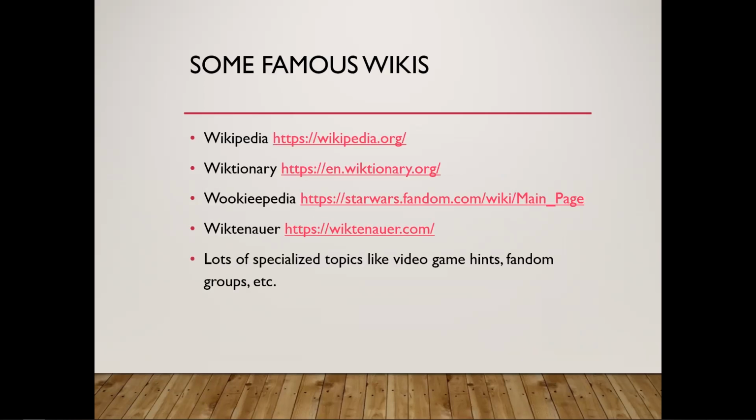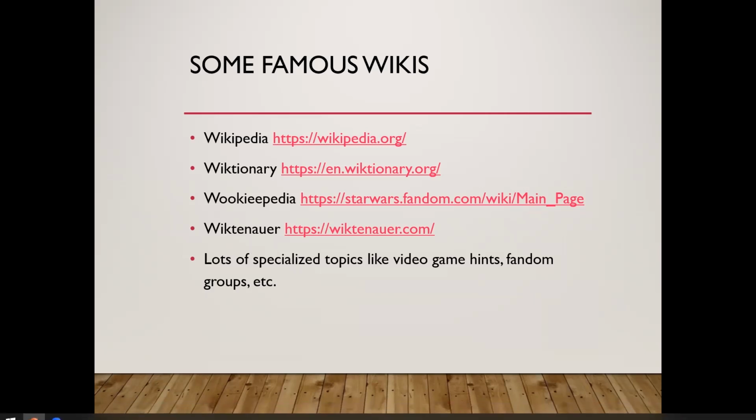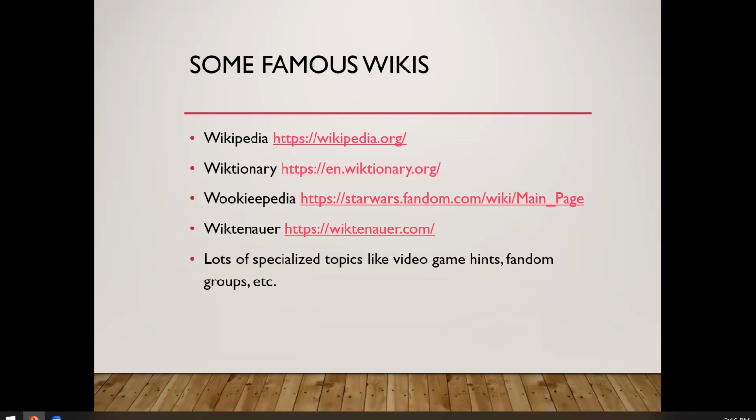So some famous wikis, or the most famous one is Wikipedia, but there's also a dictionary version called Wiktionary. There's a Star Wars fan site called Wookieepedia. There's a historic martial arts site called Wiktenauer, which is a play on Liechtenauer. Lots of specialized topics like video game hints, fandom groups, all kinds of those exist. I've created a couple that I've tried out as demonstrations on costuming. They never went very far, and I didn't advertise them or release them, but they're still kind of sitting there if you somehow find a link.